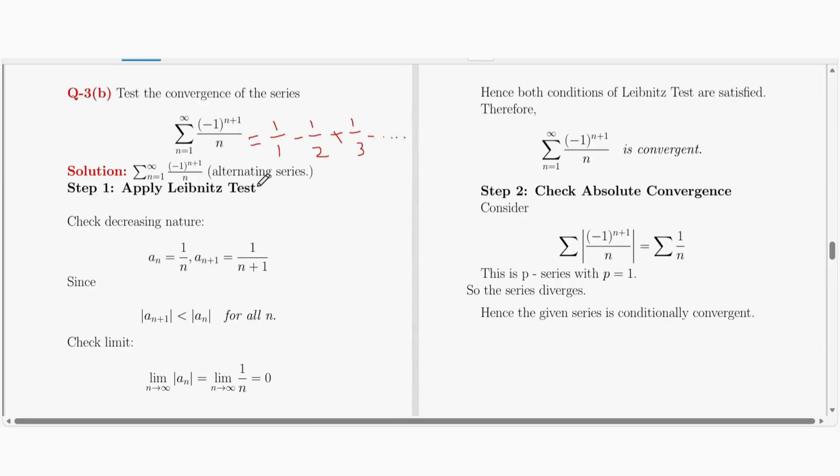So for this, first of all we will discuss the Leibniz test, and also for alternating series, what is absolute convergence and what is conditional convergence. Okay.